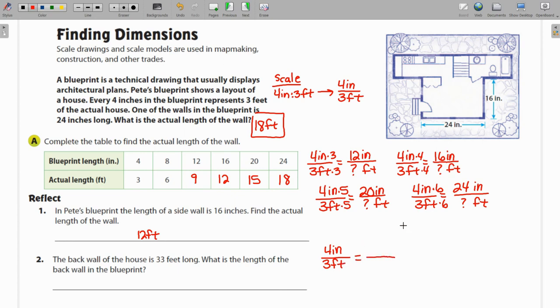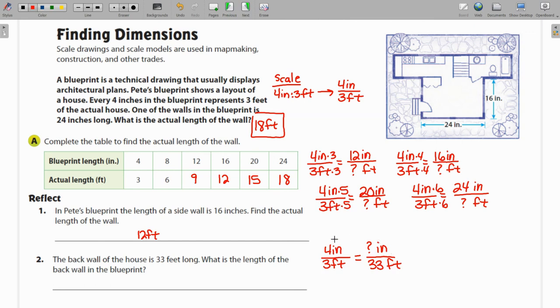And this time it's a little bit different in that we're not told the length here of the blueprint. That's what we're looking for. So I'm going to put a question mark here for my blueprint length. But what they did tell us this time is the actual length in feet, which is 33 feet. So I'm going to put 33 feet down here. Be very careful when doing this. Don't always automatically assume that you're always going to put your number on top and look for the bottom number. Sometimes they give you the actual length of whatever the object is, in this case a house, and then they want you to find out what the length is of the blueprint.